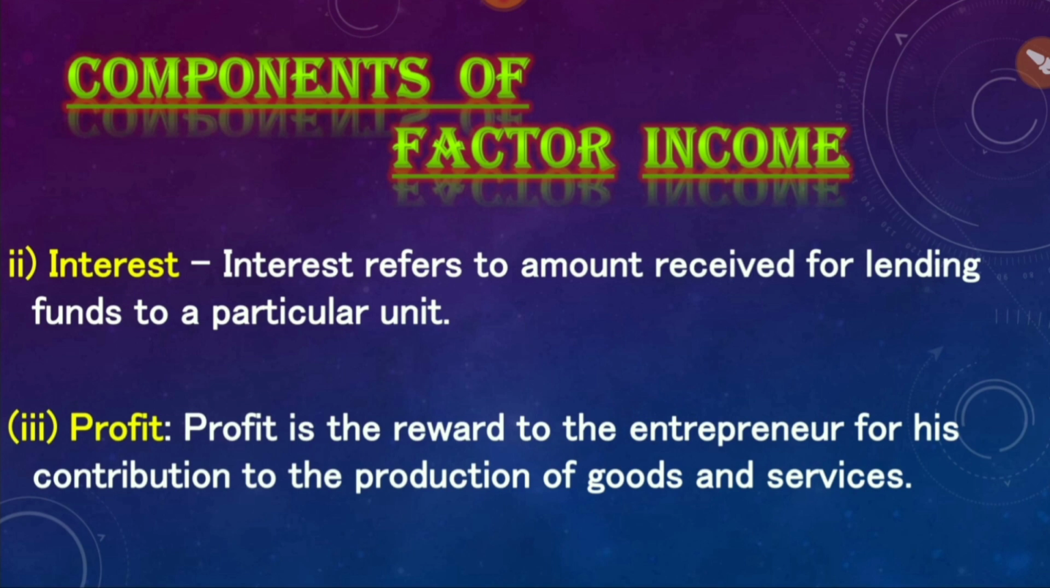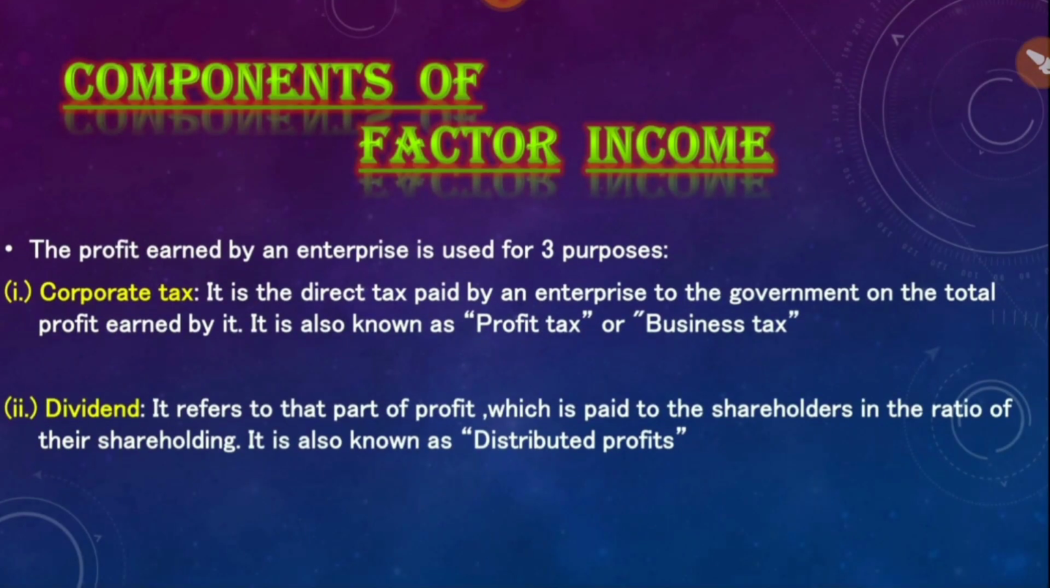Profit is further divided into three parts, students. First part is corporate tax. It is a direct tax paid by the enterprises to the government. We know that it is a tax on profit. It is also known as profit tax or business tax. Second one is dividend. It refers to that part of profit which is distributed among the shareholders of the company. It is also called distributed profit.